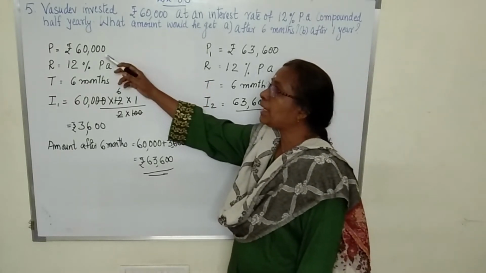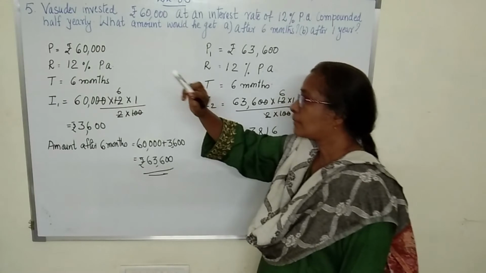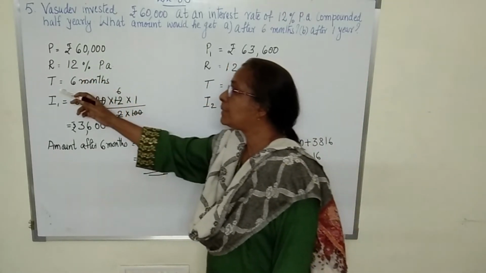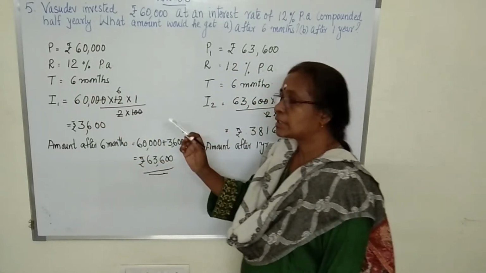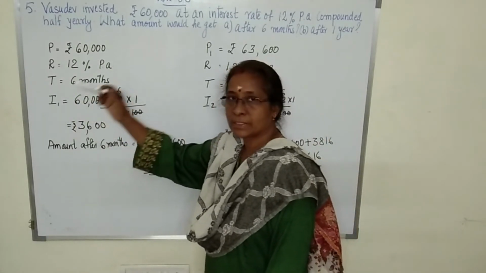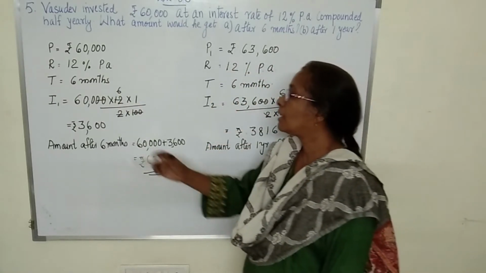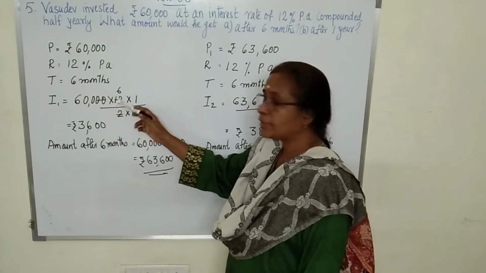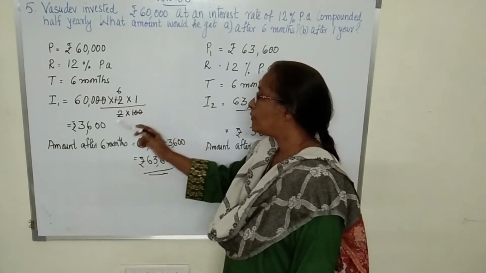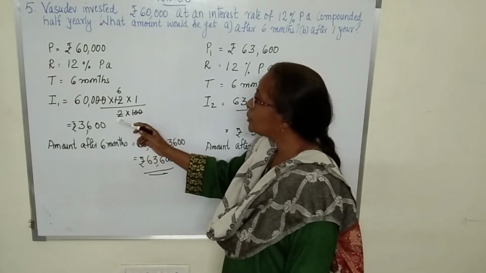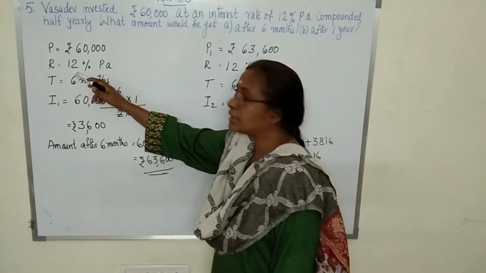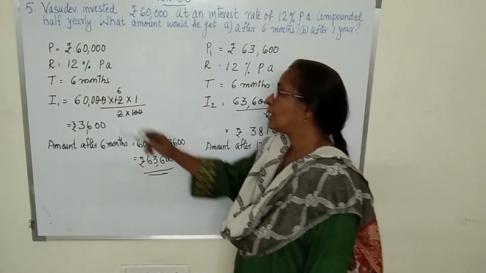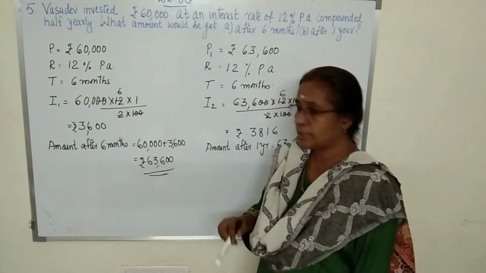Now see what is P. P is 60,000. Rate of interest is 12% per annum. And the time period is 6 months. So first to find interest one, that is simple interest for the first 6 months, which will be equal to 60,000 multiplied by 12 upon 12 into 1 upon 2 into 100. Why this 2? Because this rate of interest is for 1 year, per annum means per year. So for 6 months it will be divided by 2.